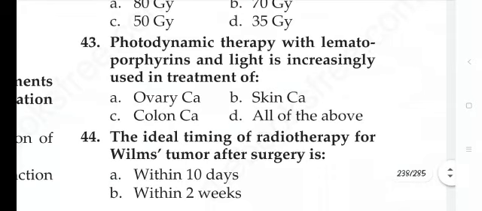Next question, photodynamic therapy with hematoporphyrins and light is increasingly used in treatment of. Options are ovary CA, option B is skin CA, and option C is colon CA, and option D is all of the above. So the answer of this question is option B, that is skin CA.